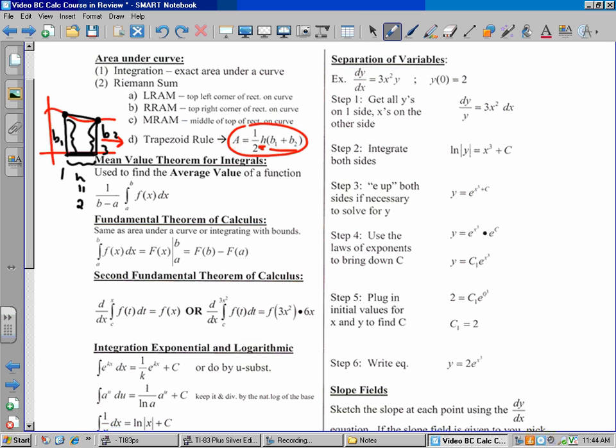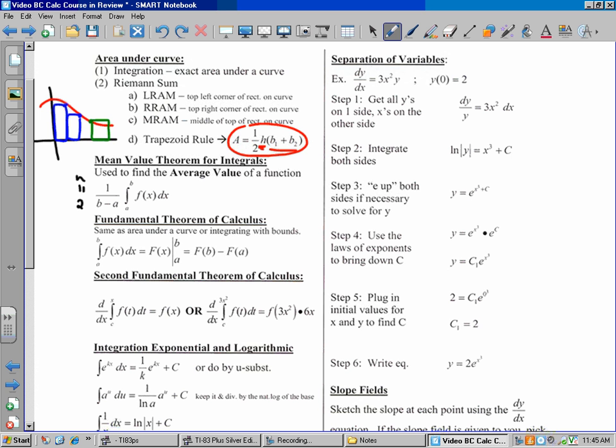All right, for LRAM, MRAM, and RRAM, you put the top right corner of the rectangle on the curve for RRAM. And if it was LRAM, of course, you put the top left corner of the rectangle on the curve.